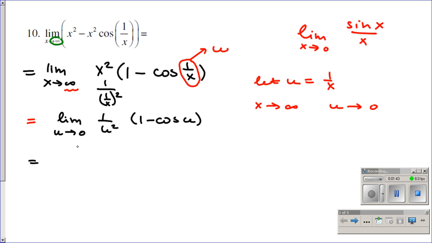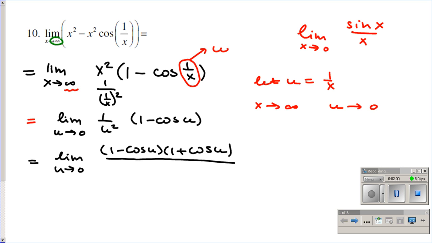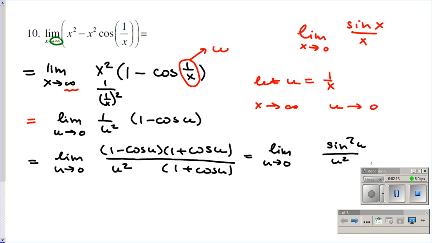And we're going to deal with this by multiplying top and bottom by 1 plus cosine of u. So limit as u approaches 0, we have 1 minus cosine of u times 1 plus cosine of u over u squared, and then we have the same 1 plus cosine of u. So this turned into sine squared of u on the top over u squared, and then I'm going to leave this as one expression, and then I'm going to move over 1 plus cosine of u.